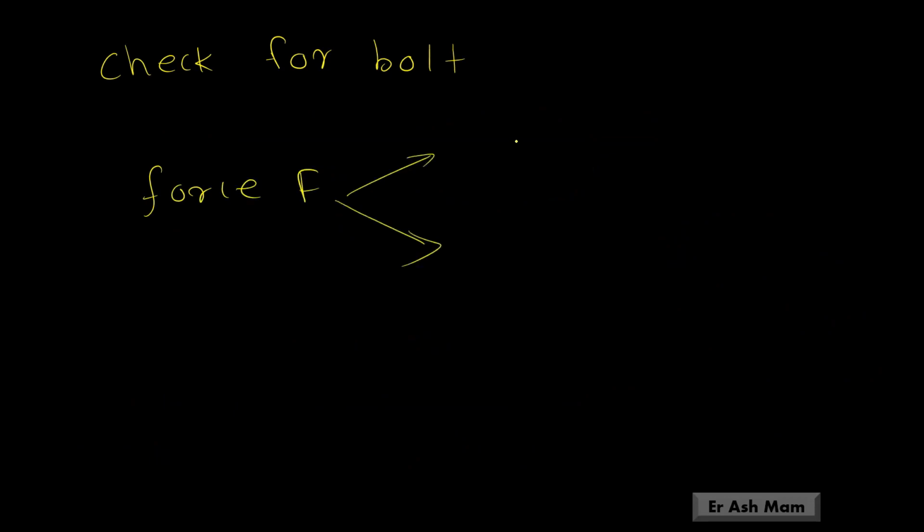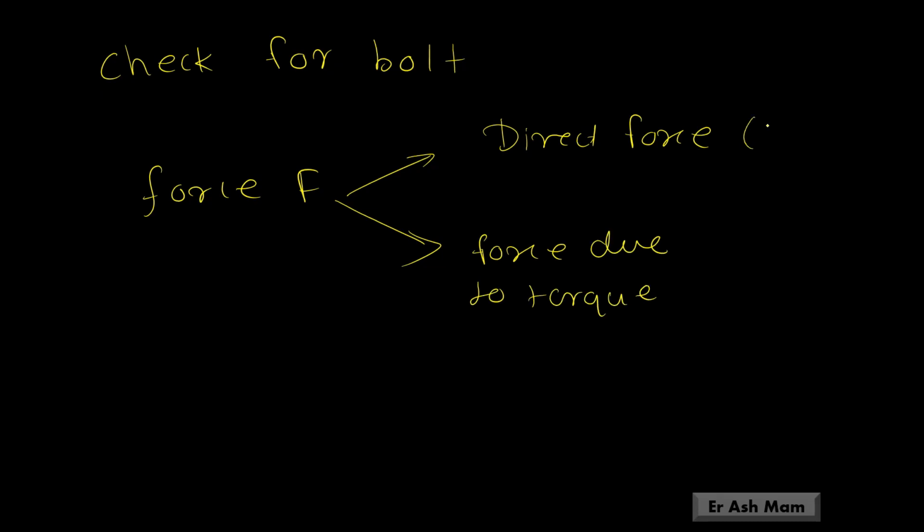So check for bolt. Check for bolt means now we have to calculate the force F. Force F depends upon two criteria: one is direct force, and the second is force due to torque. Direct force is F1 and force due to torque is F2. Then we can calculate F.